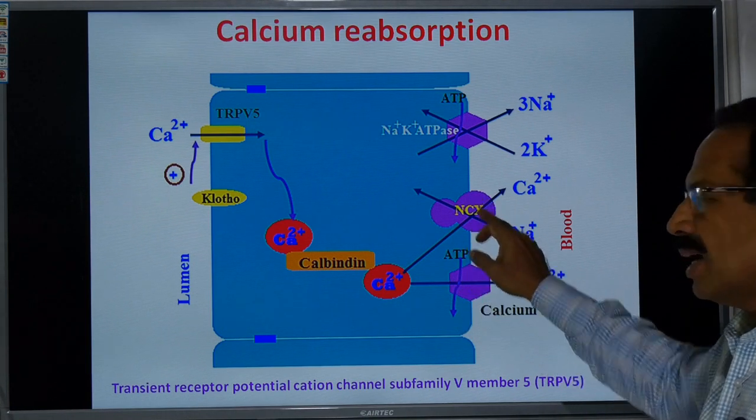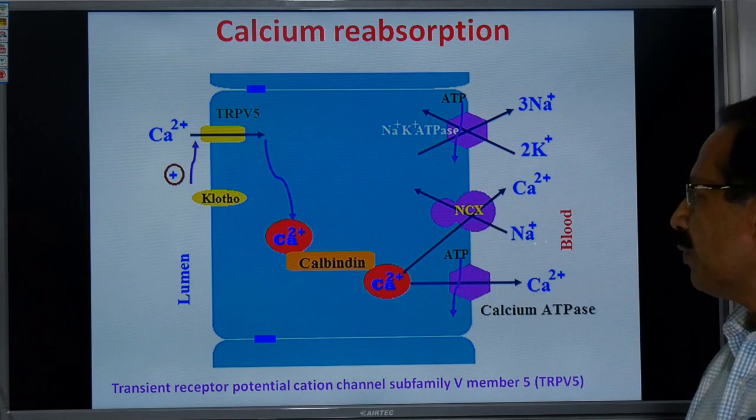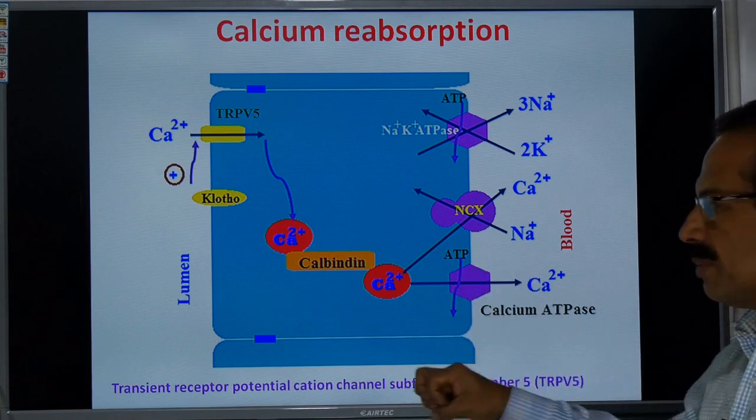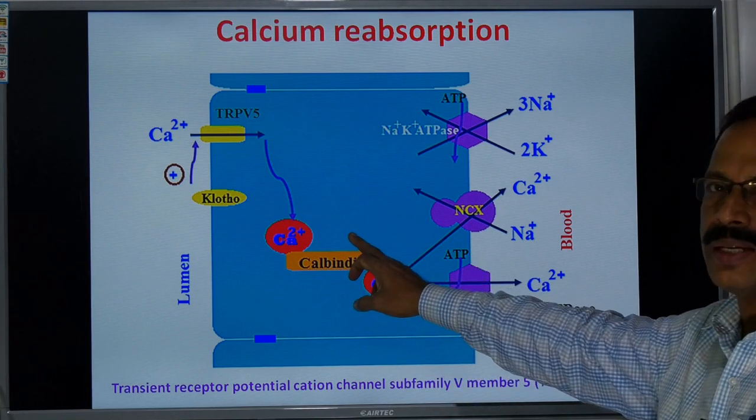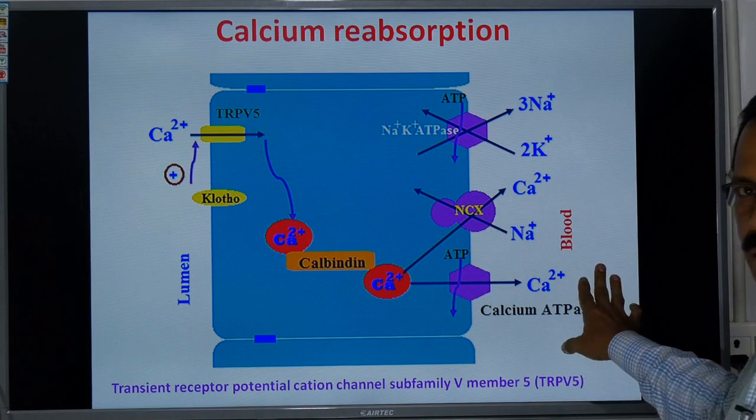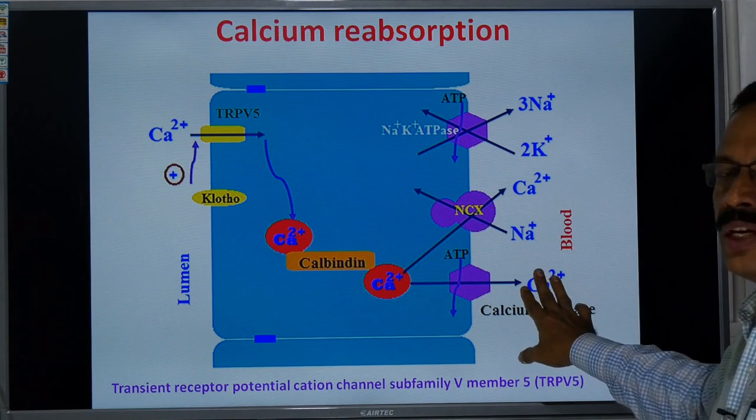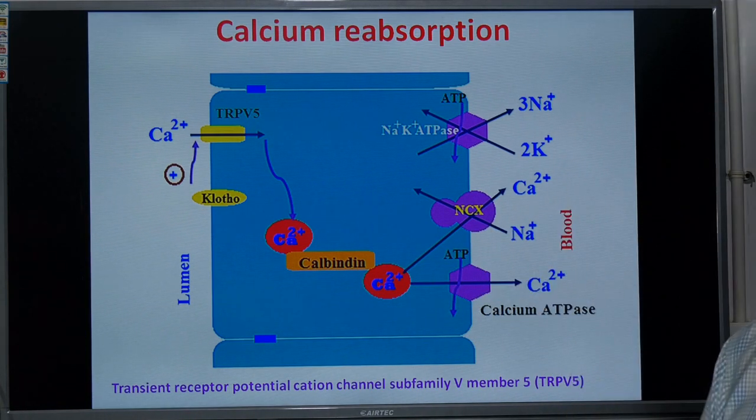So these channels ensure that whatever calcium is absorbed and enters the cell is moved to the interstitial space. From the interstitial space, it will be moved into the blood.